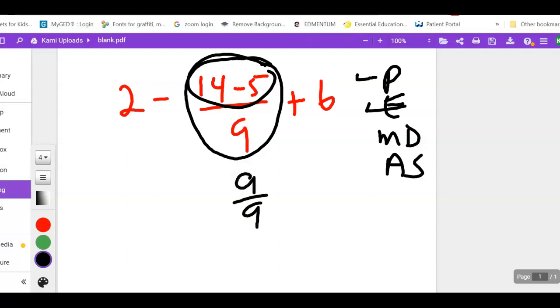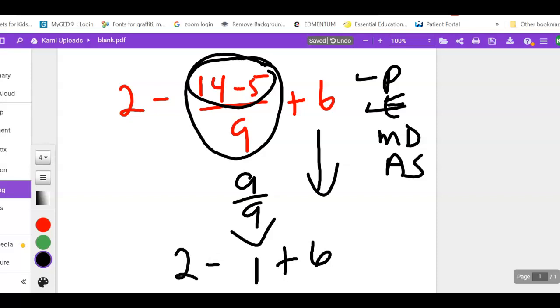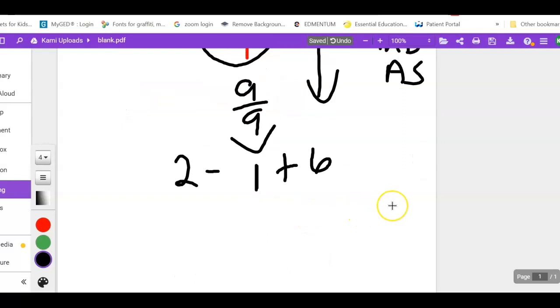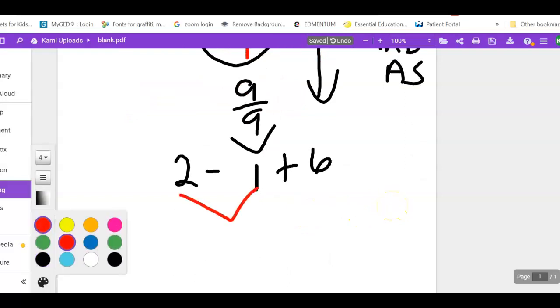Now I can do my division. 9 will go into 9 one time. Now I can bring down what was left. So I have this. So if I do this, we see this as 2 minus 1 gives you 1, plus your 6. You see our final answer here will be 7.